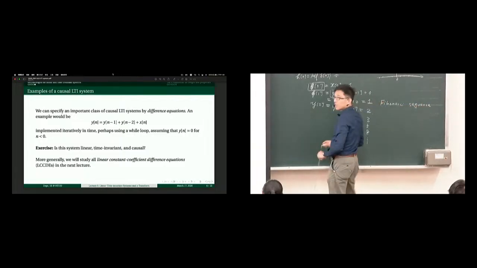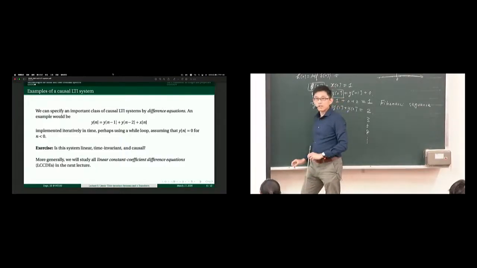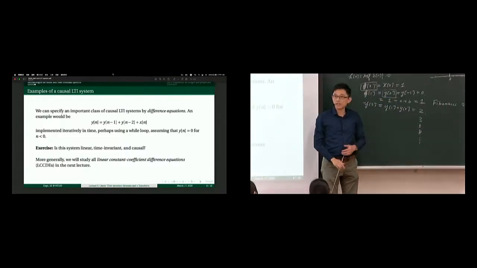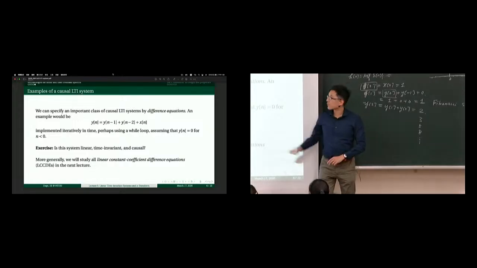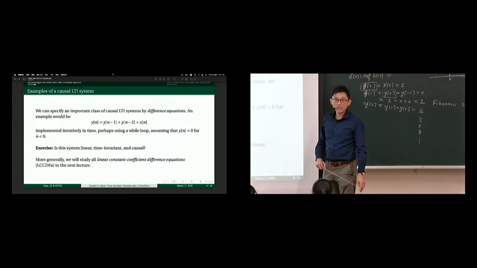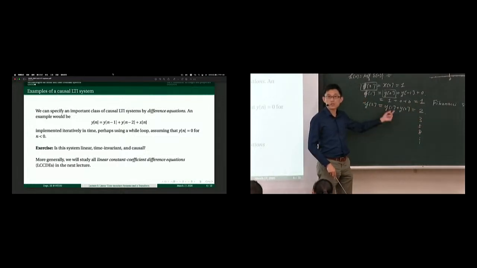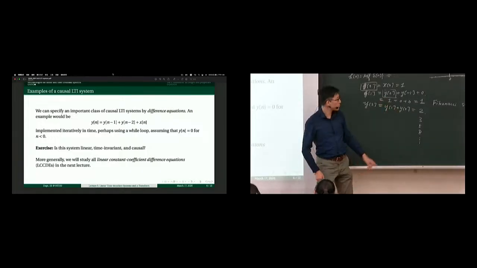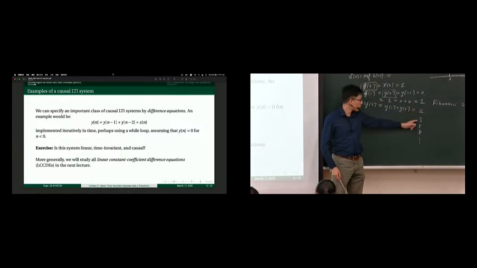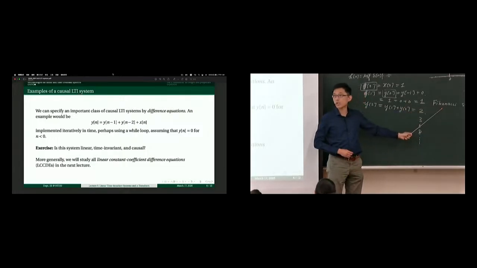All right. Is that okay? We agree on that? We have a difference equation which is time invariant and linear, and all we need to know is the impulse response. And what is the impulse response? By repeatedly using the equation, we see that the impulse response is 1, 1, 2, 3, 5, 8. That's a Fibonacci sequence.